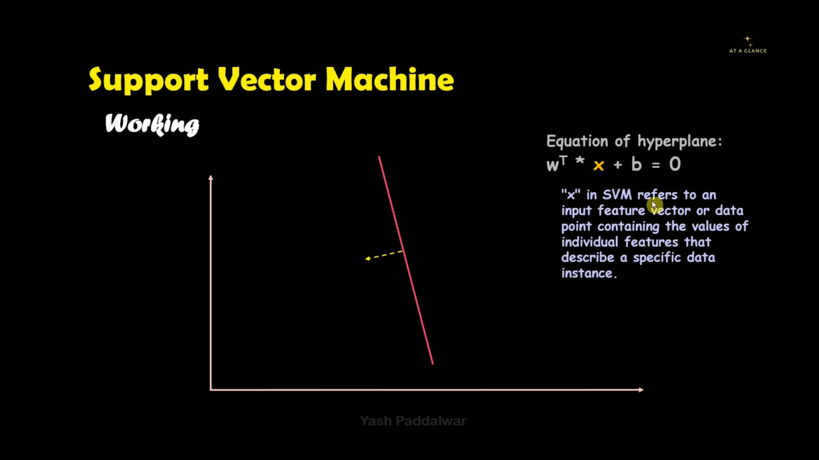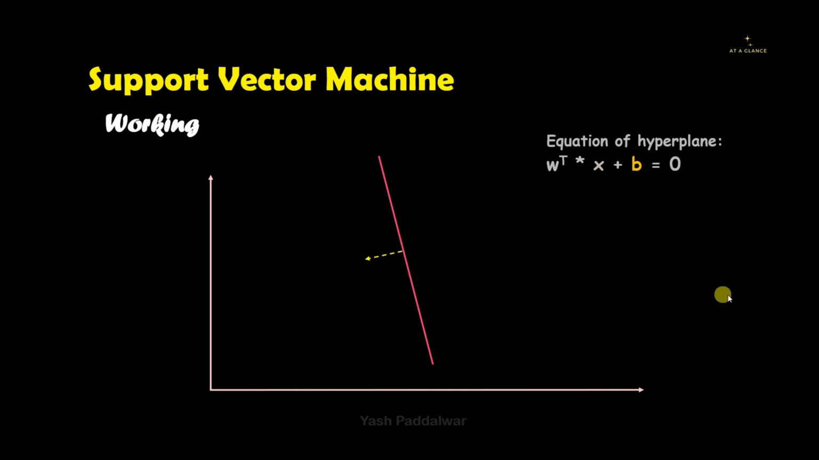X in SVM refers to an input feature vector or the data point containing the values of individual features that describes a specific data instance. That means, as I said, there are data points, and since these data points are oriented, it is going to have certain coordinates, and those coordinates are signified by this variable X. We will see an example which will clear all your doubts.